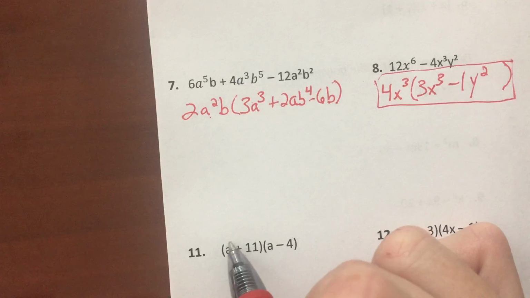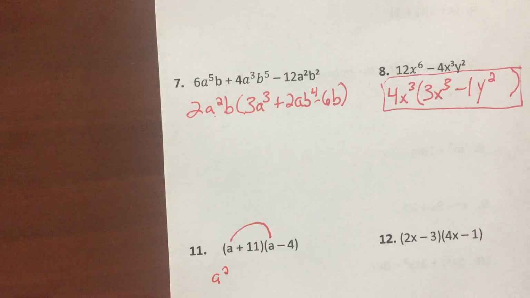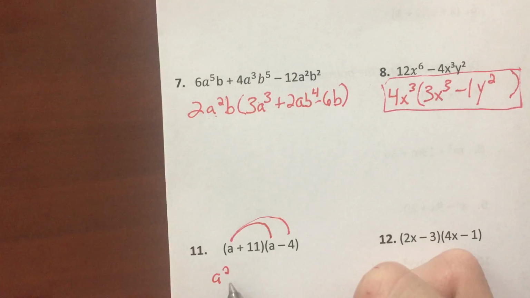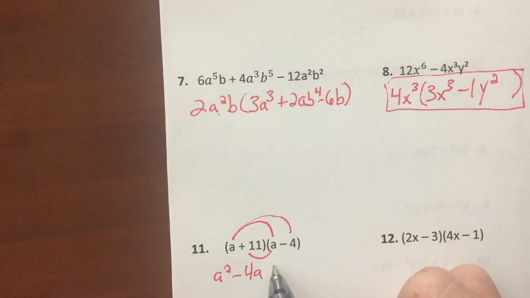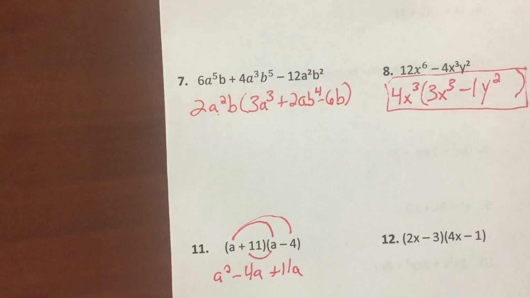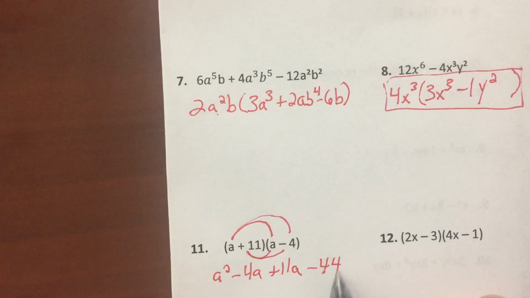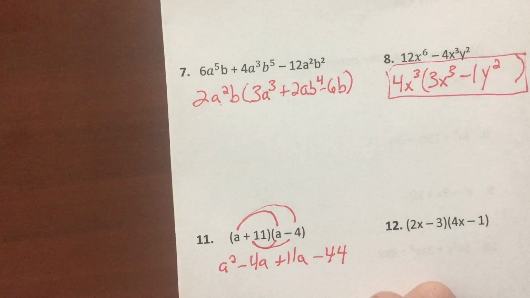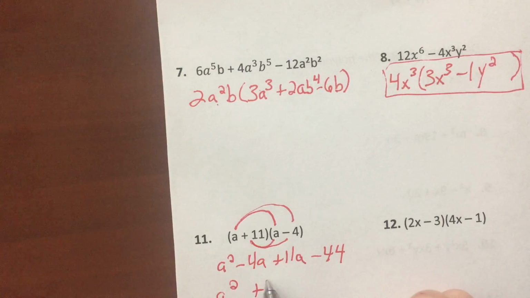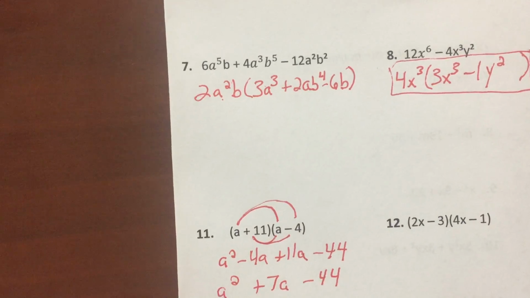Number 11, a times a is a squared. A times negative 4, negative 4a. Positive 11 times a, positive 11a, and positive 11 times a negative 4 is a negative 44. Negative 4a and positive 11a are like terms in the middle. If you combine them, you will get a positive 7a, so we end up with a squared plus 7a minus 44.